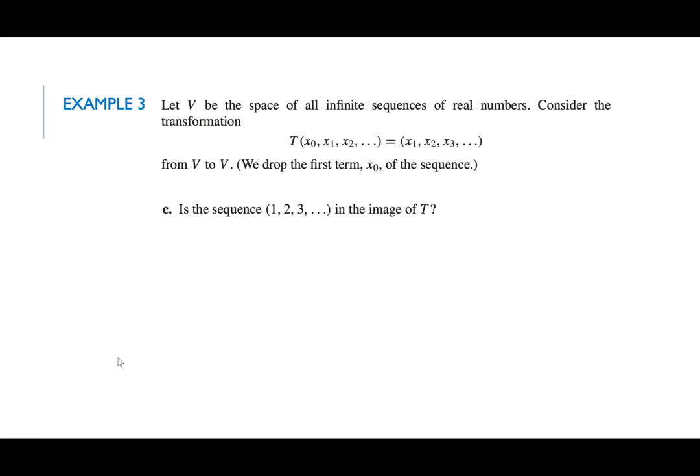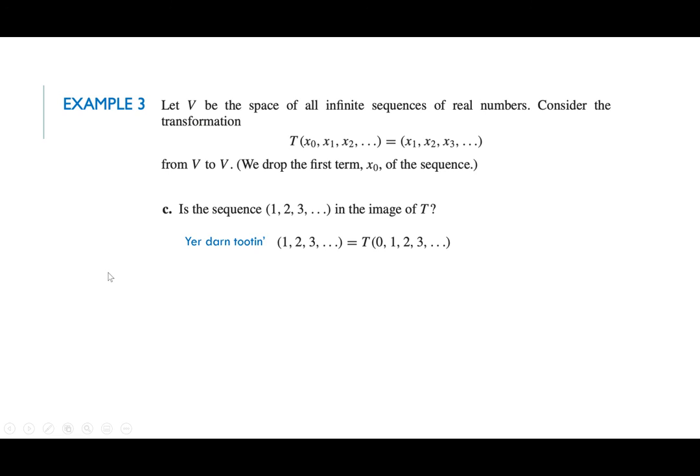And then as a little appetizer to part D, they ask, is the sequence 1, 2, 3, etc. in the image of T? Darn right. That's not in your book. That's just me being a dork. But your book notes that, yes, if you take the sequence that starts with a 0 and then has 1, 2, 3, etc. after it, transforming that chops off the 0, gets you to 1, 2, 3.